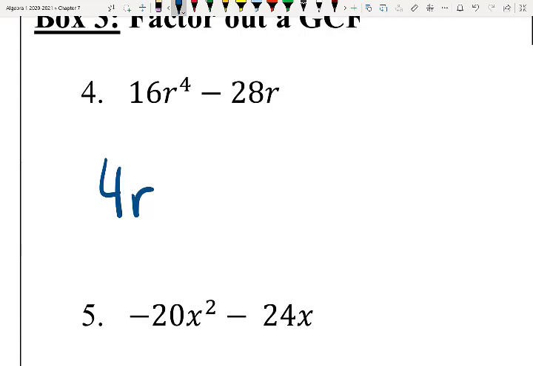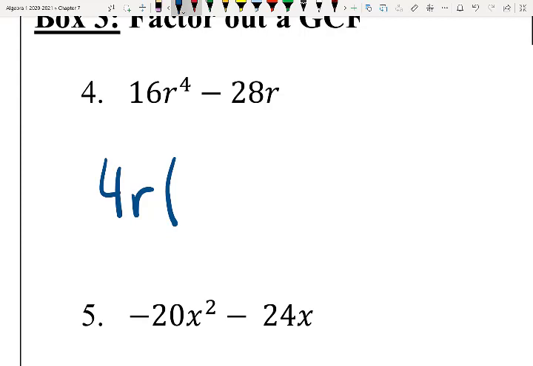Now, since I'm trying to factor out that 4r, I'm basically pretending this is going backwards from distribution. If 4r is what I distributed into a parenthesis and I ended up with 16r to the fourth minus 28r, I have to figure out what that parenthesis would have to look like. You could also technically divide both of these: 16r to the fourth divided by 4r gives you the first term, and negative 28r divided by 4r gives you the second.